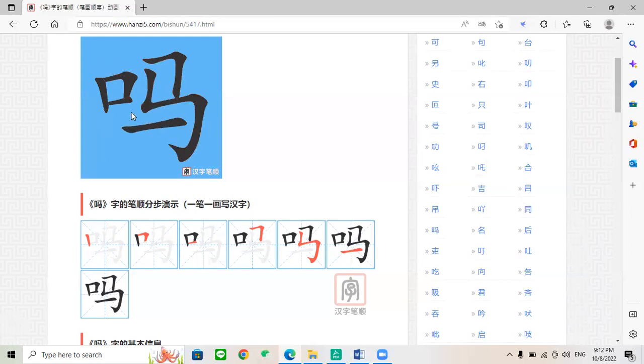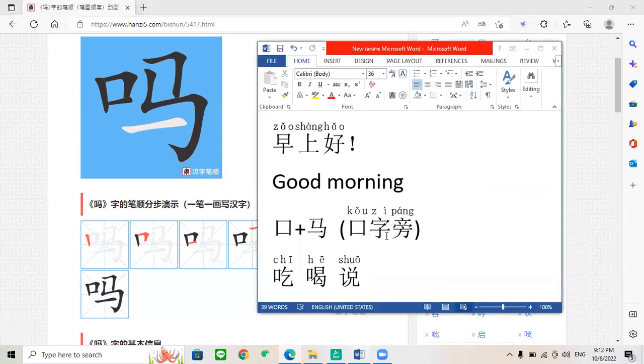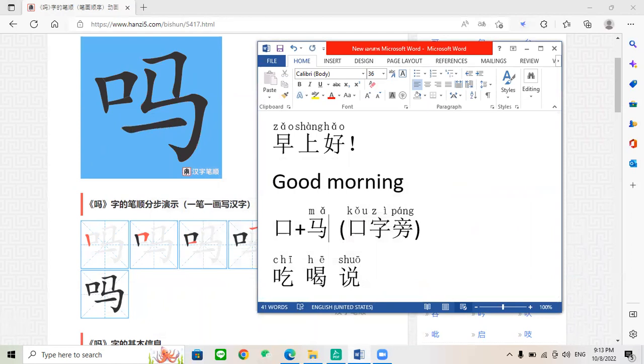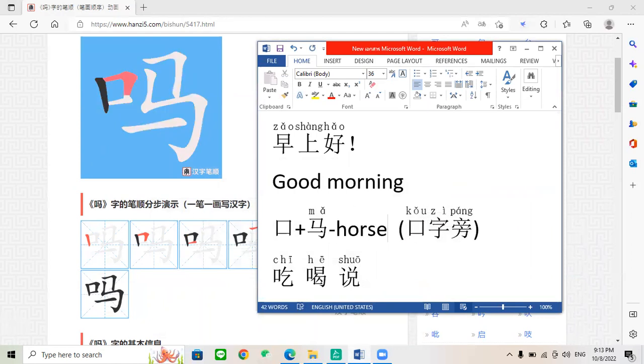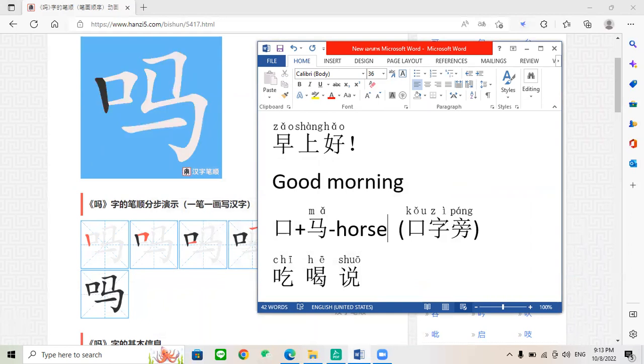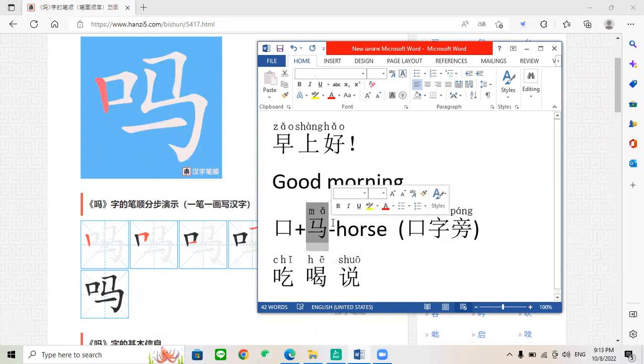So this is the first part, the left component, and then let's take the right component, like I write down here, it's ma. Ma means horse. It's a horse, but there is no connection with a horse. So why do we use ma? Because we will borrow, I can say it's borrowing, its pronunciation. So you see, this character is pronounced ma, right? Actually, we use this pronunciation, but we change its tone.